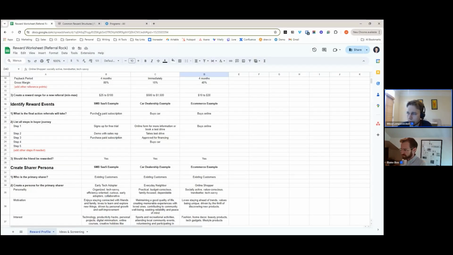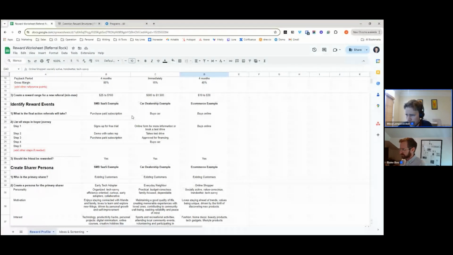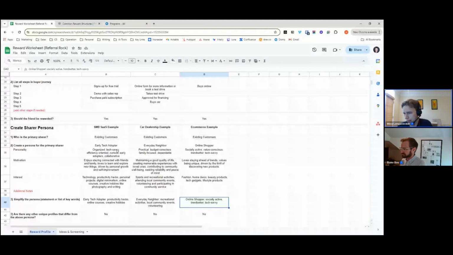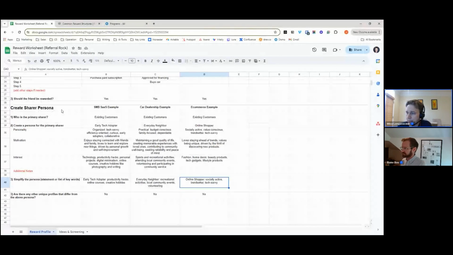Then we're identifying what those reward events are. So what's the final action? What are the steps leading up to that final action? And then making the decision, like, should the friend be rewarded? And then the third step is our persona. So who's the primary sharer? This is existing customers for these particular groups. Each of these I've given a name. You can take it or leave it, but we thought this was a fun way of identifying who the person sharing is. Personality, motivation, and interests.